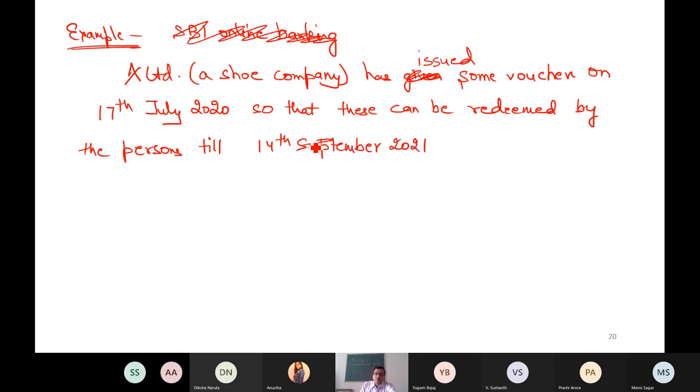In fact, I should not use so much timeline. Let me call it 15th April 2021. And suppose, let me assume that 1000 vouchers were issued at some discount, whatever is the case. On 17 July, 1000 vouchers were issued so that these can be redeemed till 15th April 21. Now it's not necessary that all the vouchers will be redeemed. Maybe some of the people will take and not redeem it. So I don't know whether these will all be redeemed or not.